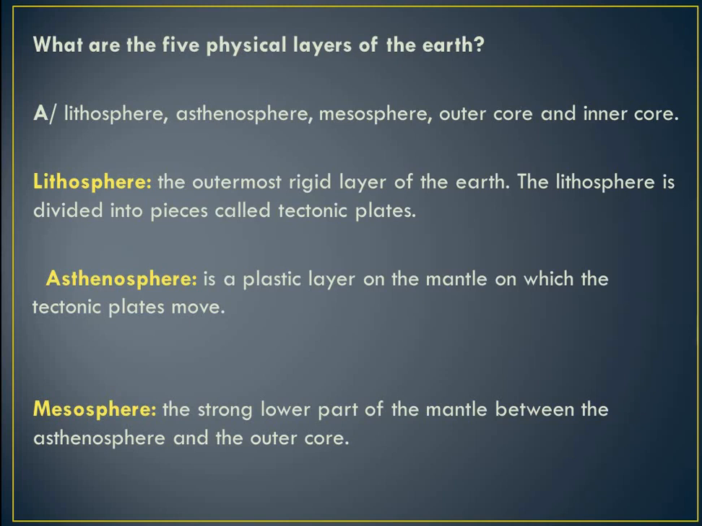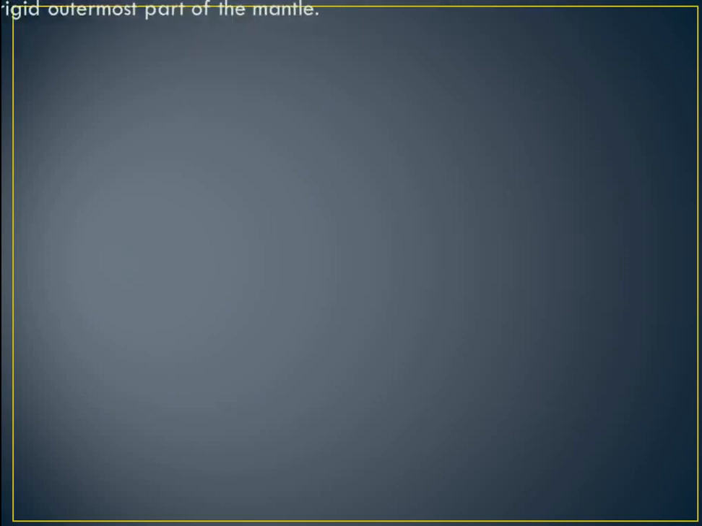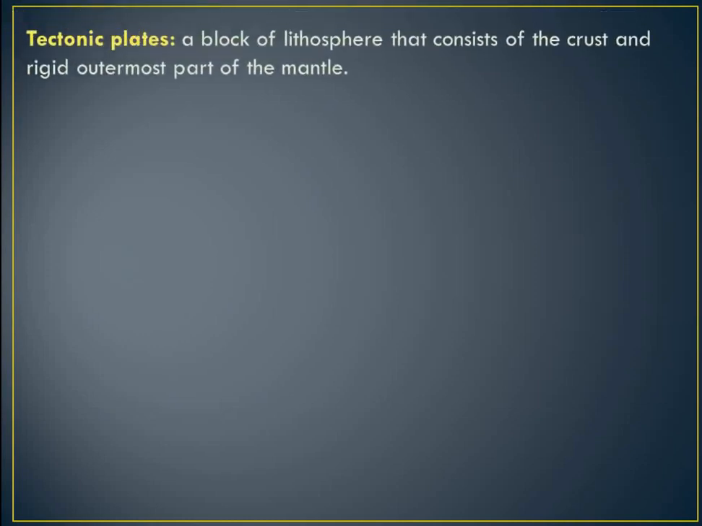The lithosphere is divided into pieces called tectonic plates. And the second type is asthenosphere. It's a plastic layer on the mantle on which the tectonic plates move. And the third one, mesosphere, the strong lower part of the mantle between the asthenosphere and the outer core. Tectonic plates, a block of lithosphere that consists of the crust and the rigid outermost part of the mantle.